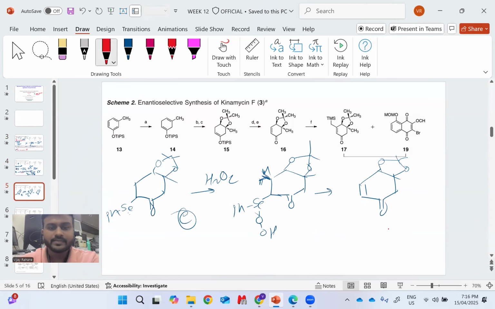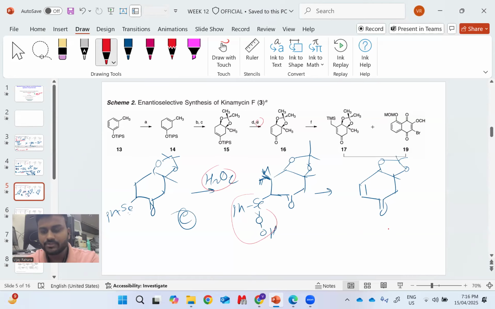And in the next step, in the E step, we added the H2O2. So upon adding H2O2, initially the selenium oxidation takes place, followed by the elimination. So it gives the alpha beta unsaturated ketone.